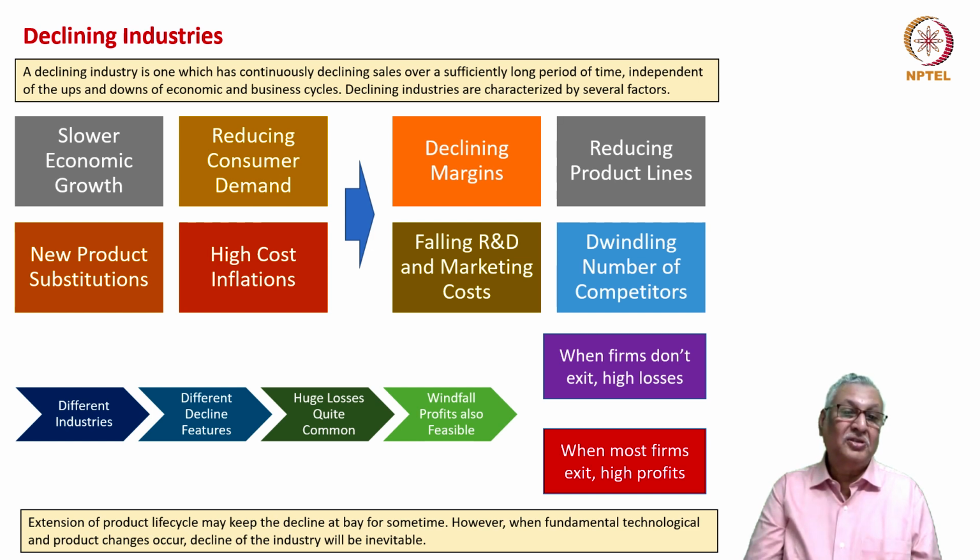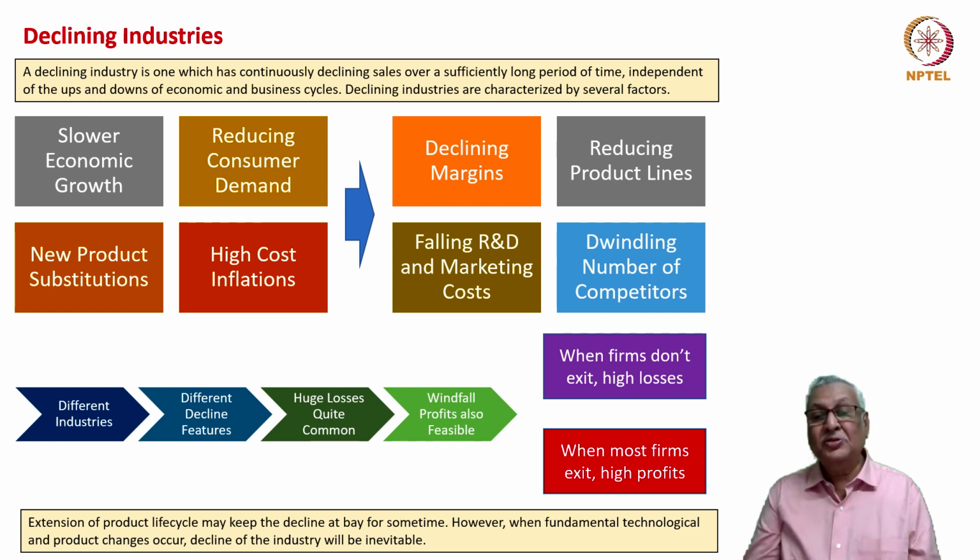If you look at the edible oils, the demand for groundnut oils was continuously reducing with the worry about the heart-related impact and also the availability or the perception of new oils which are heart healthy. So there is a continuous reducing consumer demand for such cholesterol building oils, and that became a declining industry. There could be new product substitutions. Again, I quoted this example of edible oils, and there could be high cost inflations. And these lead to declining margins, reducing product lines, falling R&D and marketing costs, and dwindling number of competitors.